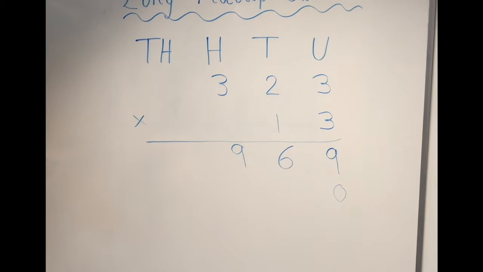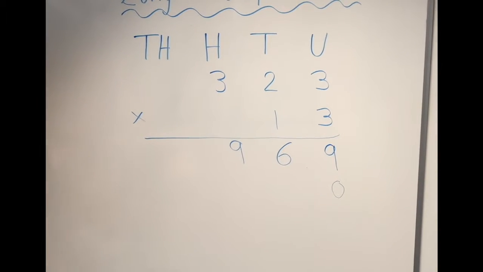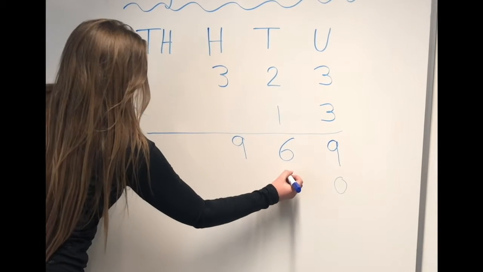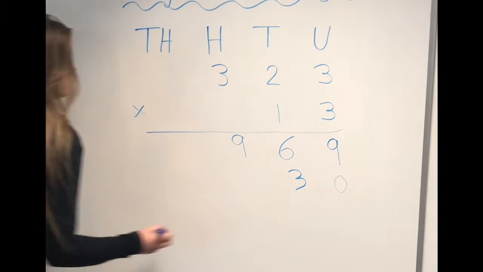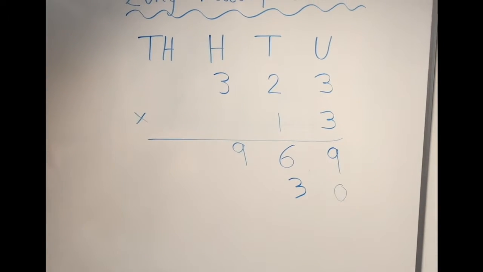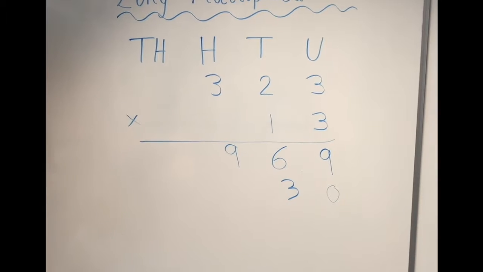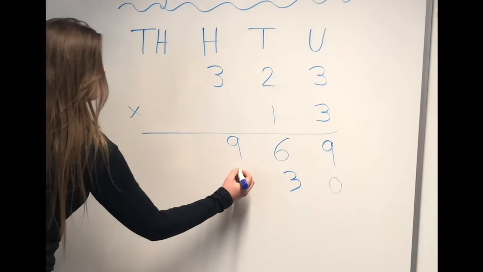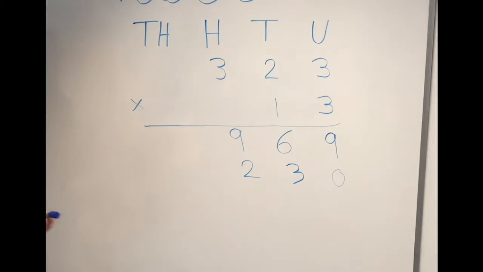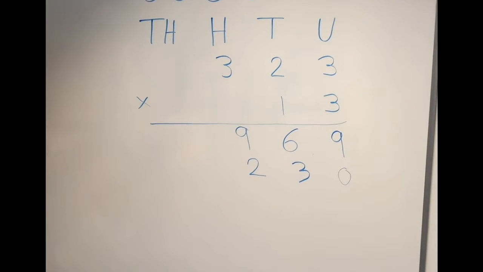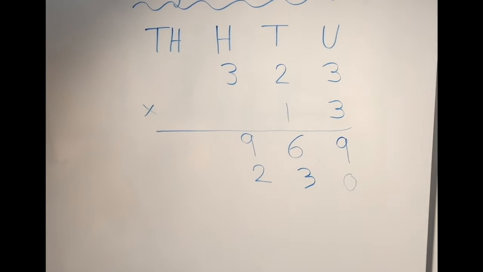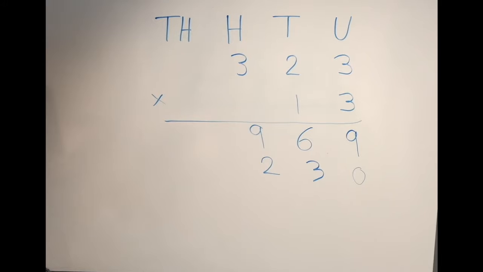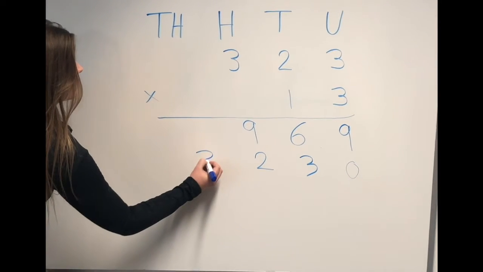So we'd start off by doing 10 times by 3, which is 30. But because it's in the tens column, we only need to write 3. We would then do 10 times by 20, which is 200. But because it's going in the hundreds column, we only need to write 2. And then we would do 10 times by 300, which is 3,000, but because it's going in the thousands column, we would only need to write 3.